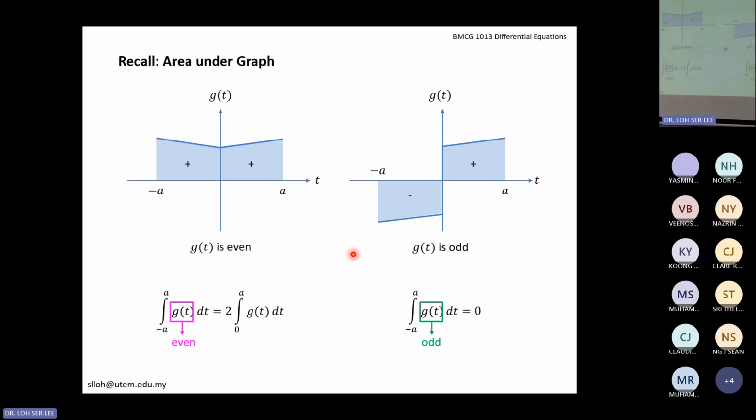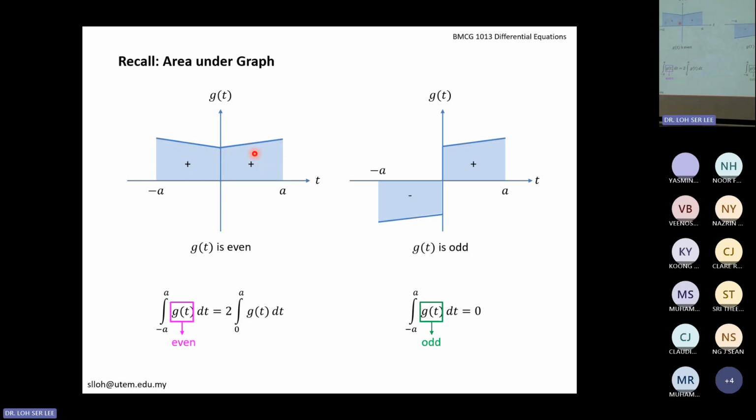Next, we recall the area under the graph. Now let's say this one is your function g(t). This graph is even because this curve is symmetrical about the y-axis. And this graph, this g(t), is odd, because it is symmetrical about the origin. Now, for the area under the graph, we can use integration.